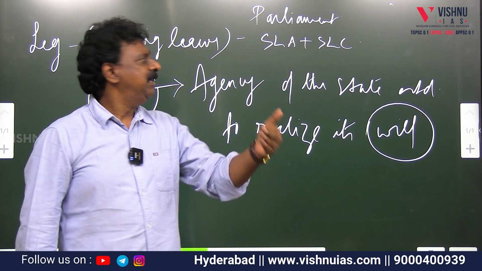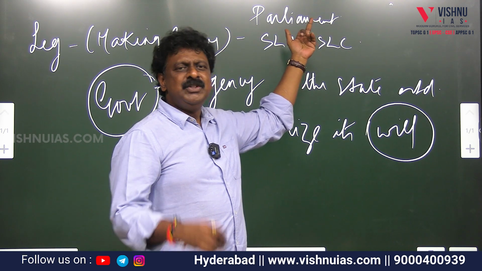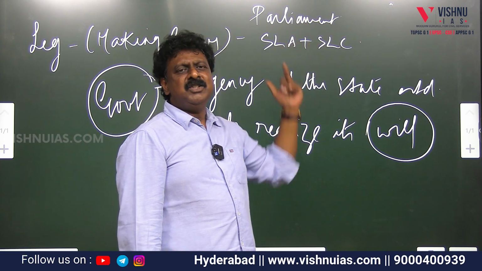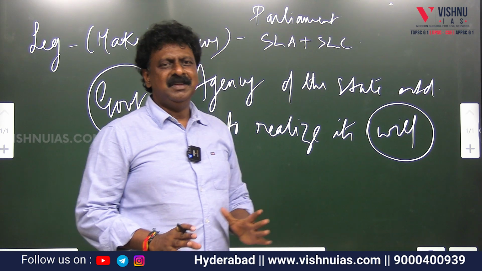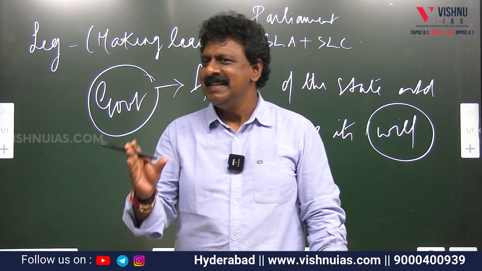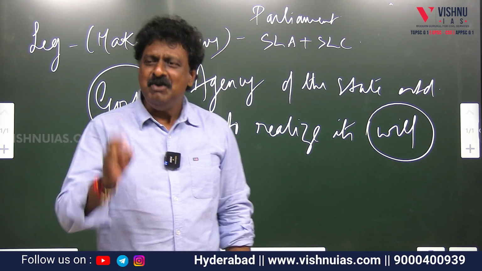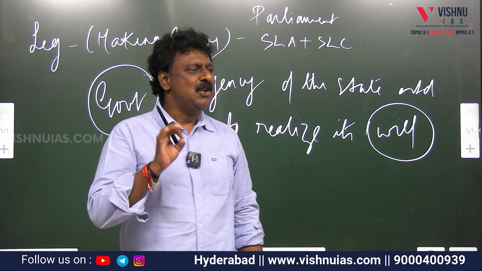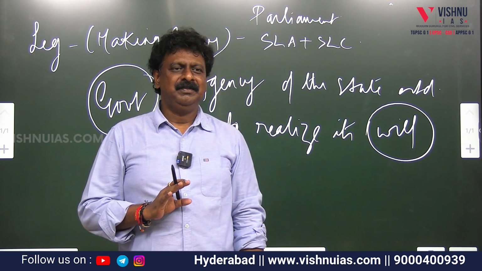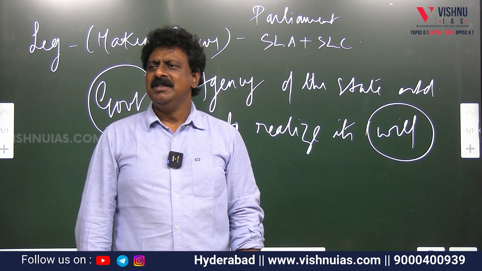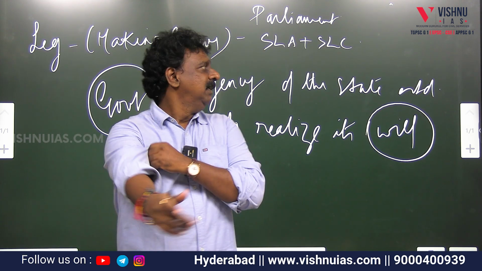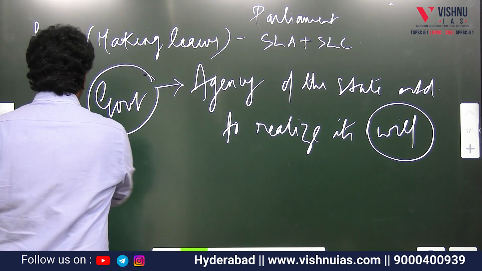Union list lo unna subjects meeda Parliament will make laws. State list lo unna subjects meeda state legislature will make laws. So powers are divided between the center and the states. This is called as legislature. Its duty is to make laws, lawmaking. Got it? It makes different types of laws. You know that. Okay? The second organ of the government is called as the executive.